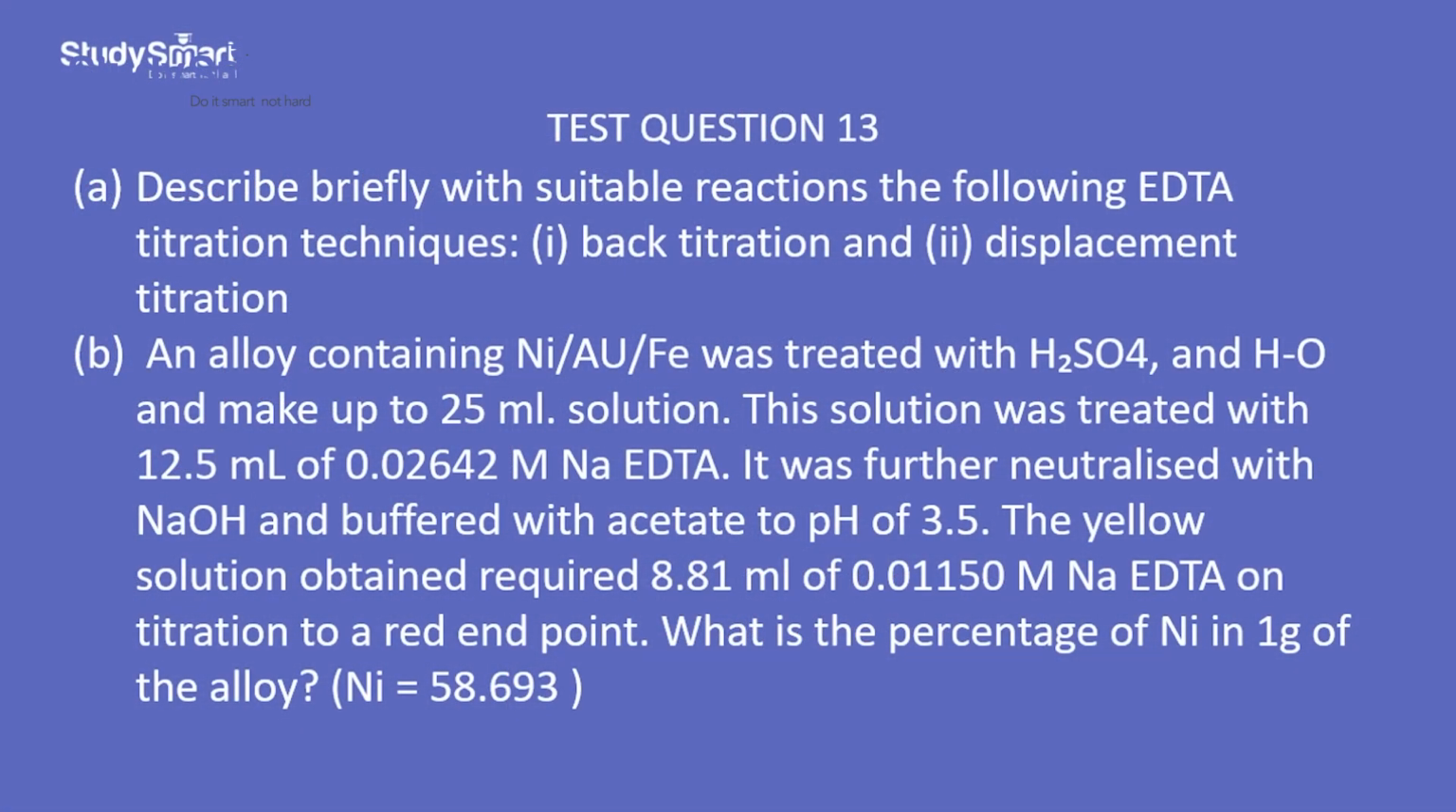Okay, so if you look at this question, it says an alloy containing nickel, gold, and iron was treated with H2SO4. You don't need H2SO4 for anything in this question. And make up to 25 ml. Now this solution was treated with 12.5 ml of 0.02642 molar sodium EDTA. It was further neutralized with NaOH and buffered with acetate. All those ones are story. So what is the percentage of nickel in 1 gram of the alloy?